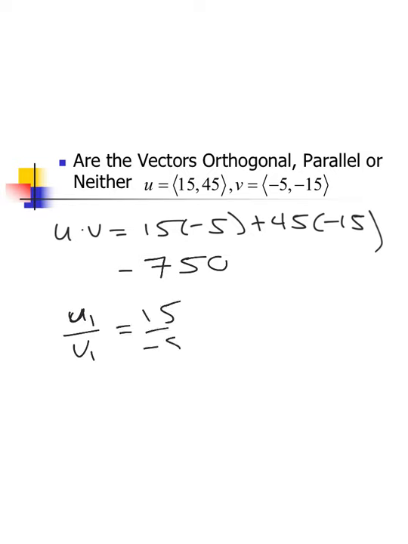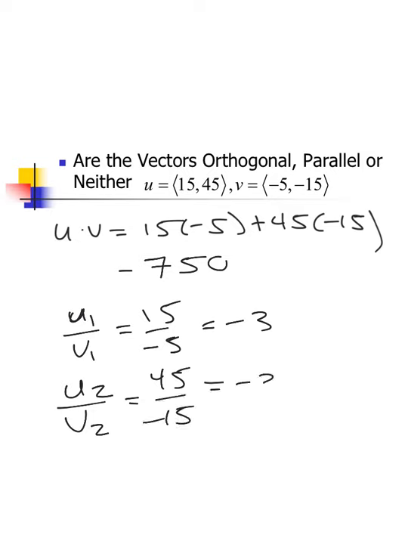That's 15 divided by negative 5, and I get negative 3. If that same scalar holds up for the other components, then we definitely have parallel vectors. So I can do u2 divided by v2, which would be 45 divided by negative 15. And again, we see that we get negative 3. So what this means is negative 3 times v is going to equal vector u. So we definitely have parallel vectors because one of them is a scalar multiple of the other one.